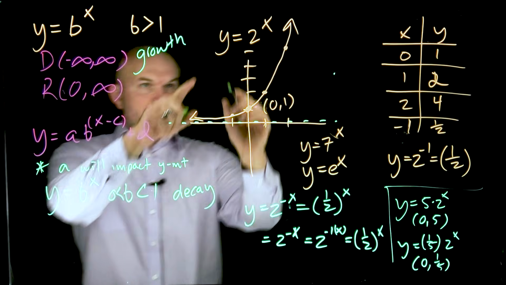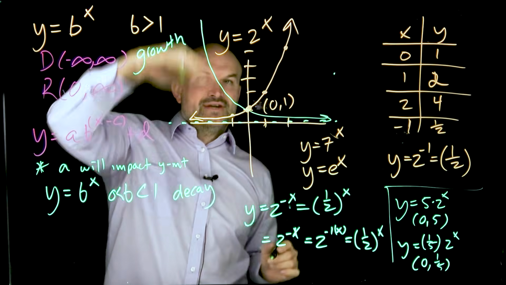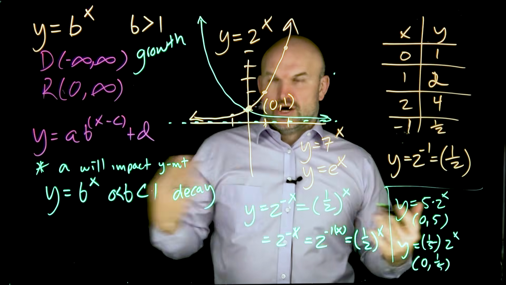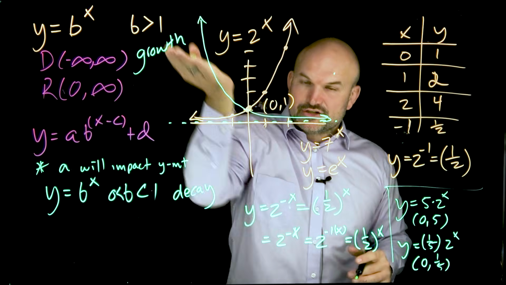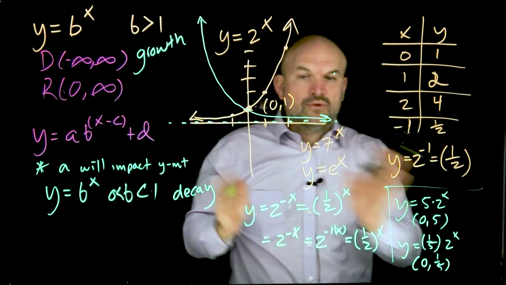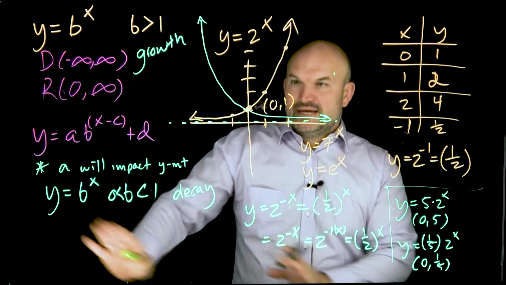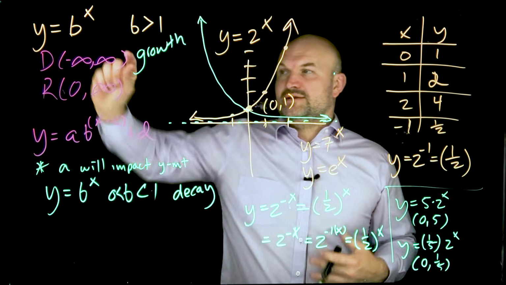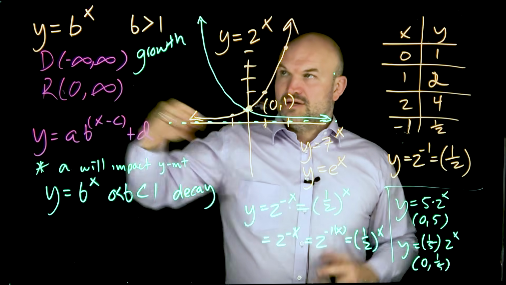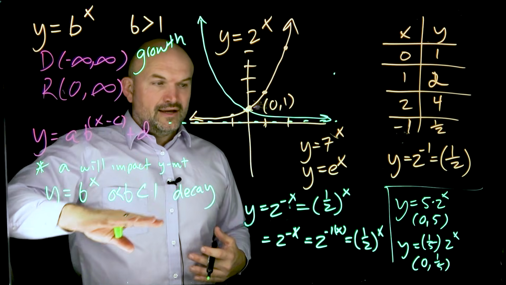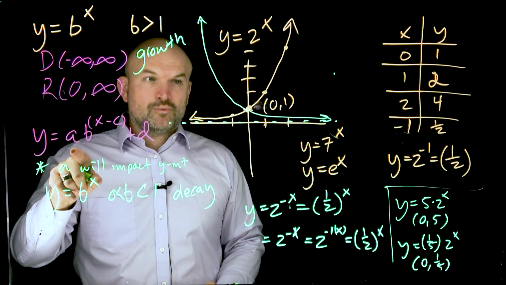And again, the decay function is going to have the exact same attributes. The domain and the range are all going to be the same, but you can see this graph is going to be going down, and it's going to be approaching the asymptote y equals 0 all the way to the right. The same transformations apply, but I think it's important to make sure you understand this asymptote, the domain and the range, and how we go from growth to decay. And just remember, ladies and gentlemen, a will impact your y-intercept.